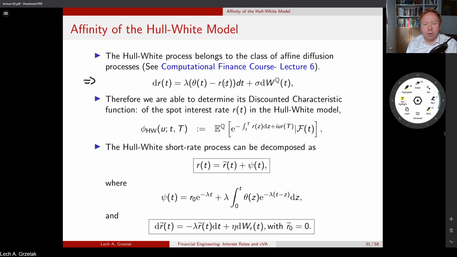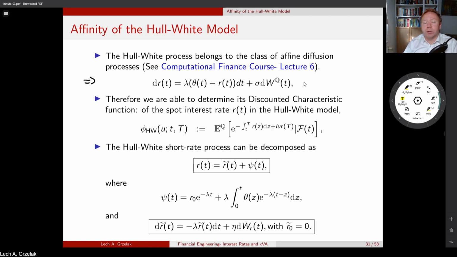And then we have lambda times minus RT. So this is still a linear function of our state variables, because the only state variable is RT. And then we have a constant coefficient sigma. So this basically means that the Hull-White model belongs to the class of affine jump diffusion processes, and therefore we are able to find the characteristic function for this process.